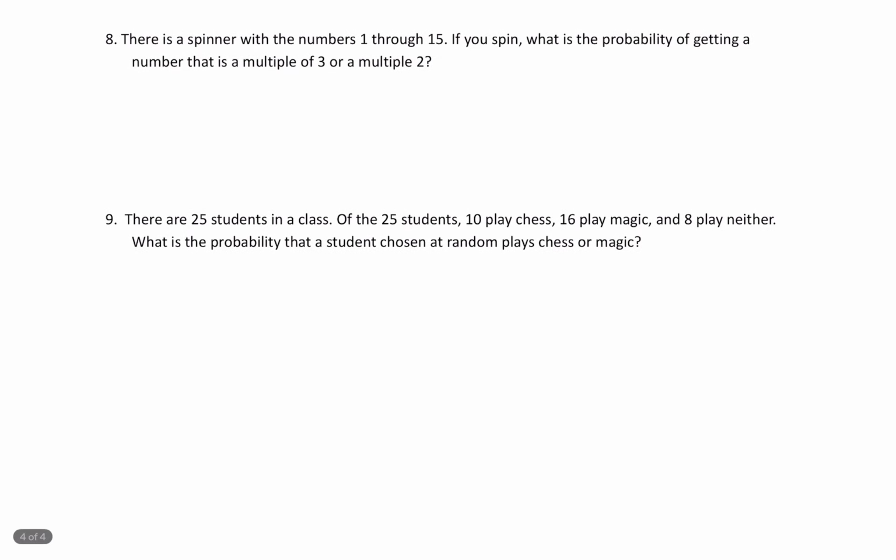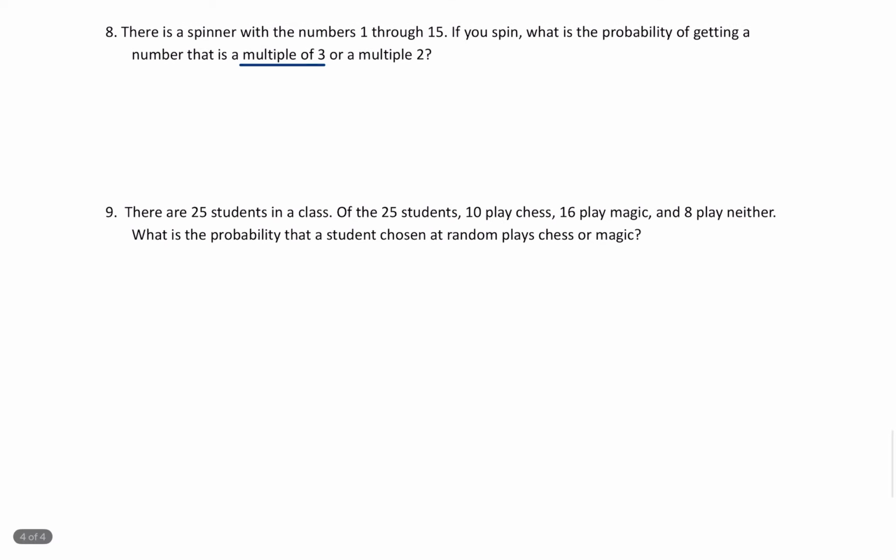Okay, so it says there is a spinner with the numbers 1 through 15. If you spin, what is the probability of getting a number that is a multiple of 3 or is a multiple of 2? Okay, so those are my probabilities I'm looking for. All right, well, let's look at this. I'm going to put all my numbers out here, 1, 2, 3, 4, all the way up to 15 here.